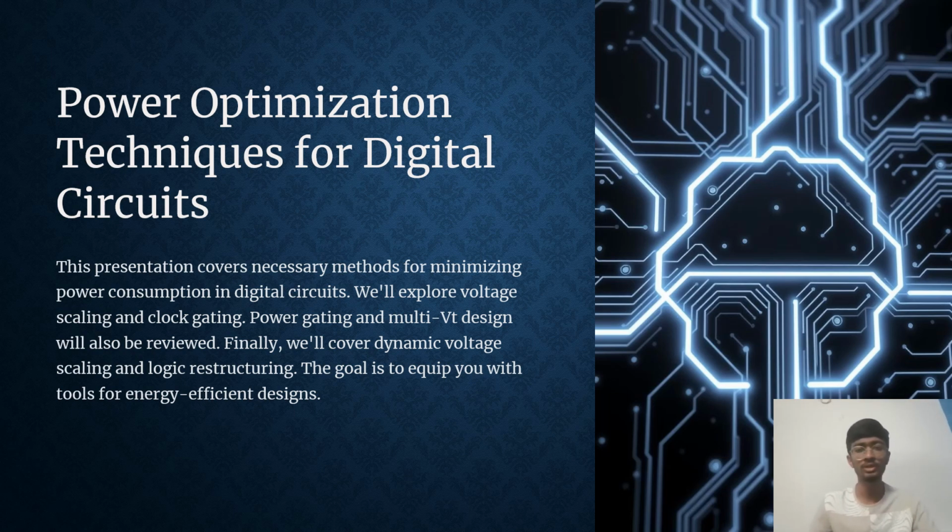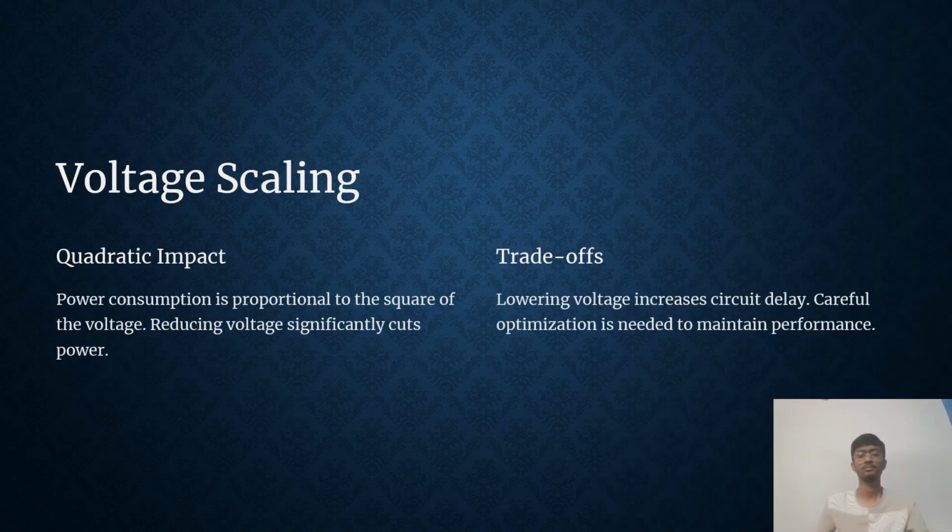My ID is 24DCS126. Now my topic is power optimization techniques for digital circuits. Power optimization in digital circuits refers to the process of minimizing the power consumption of a circuit while maintaining its functionality and performance. The goal is to equip you with tools for energy efficiency.